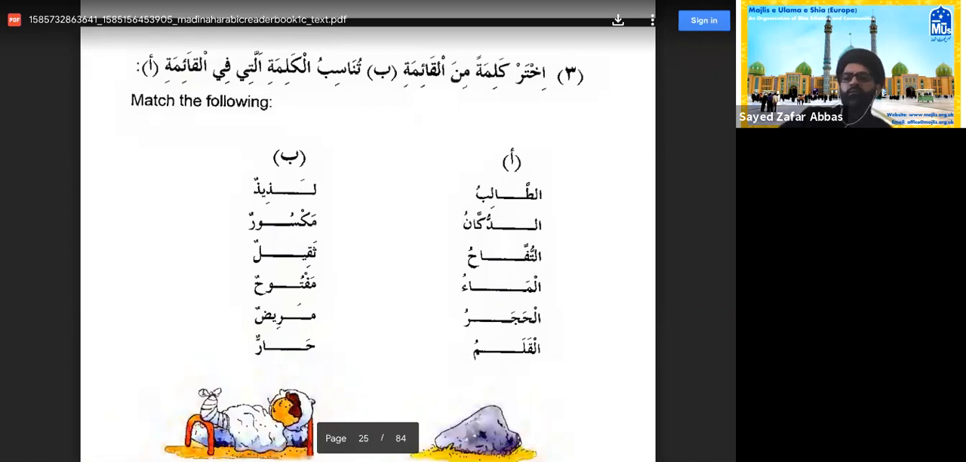Al-ma'u har. The water is hot. Al-hajar. So al-hajaru thaqil. The stone is heavy. And then al-qalam. Al-qalamu maksur. The pen is hajar thaqil.